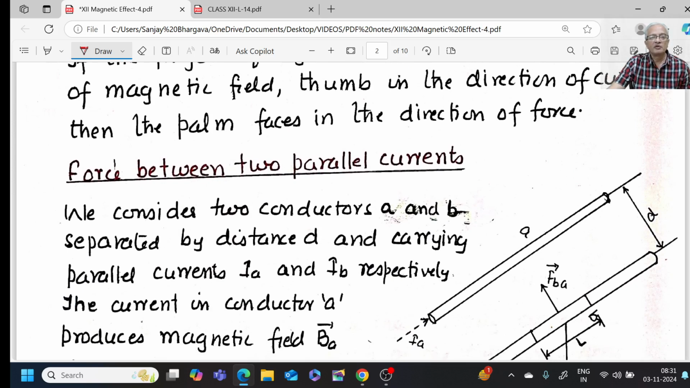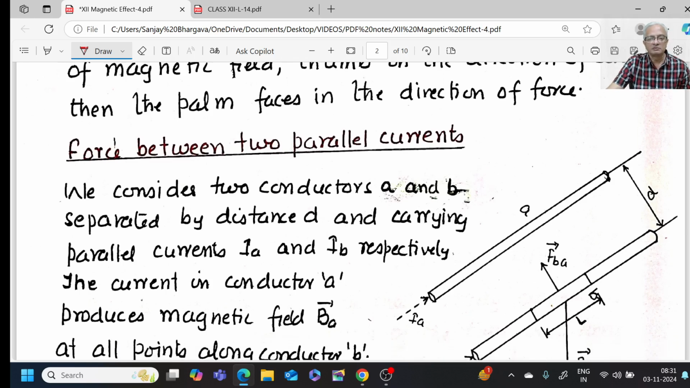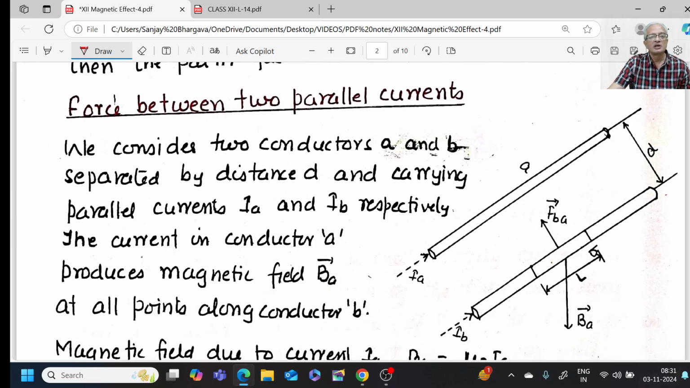Now, we would like to discuss what would be the value of force between two parallel currents. So here we are having two conductors, conductor A and conductor B. The distance between the two conductors is small d. IA is the current in the first conductor and IB is the current in the second conductor. We are considering a section of length L here.